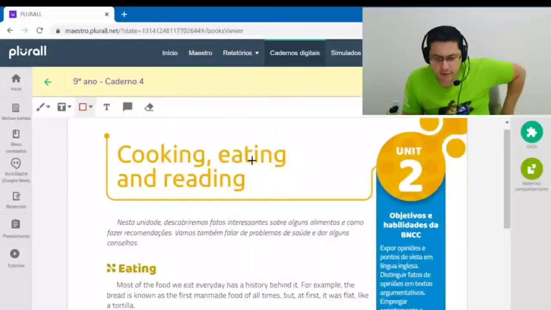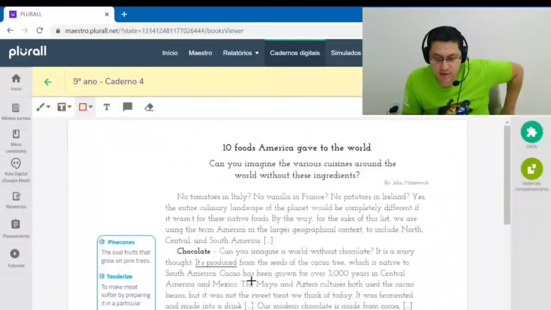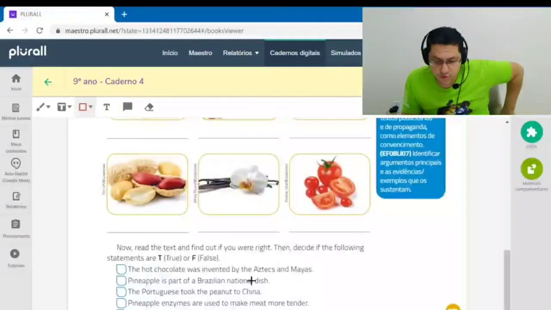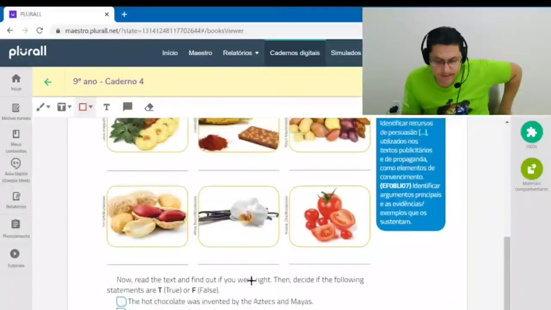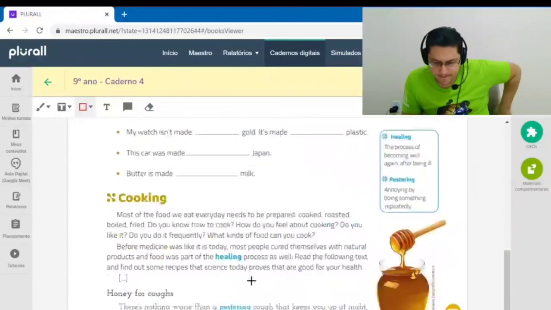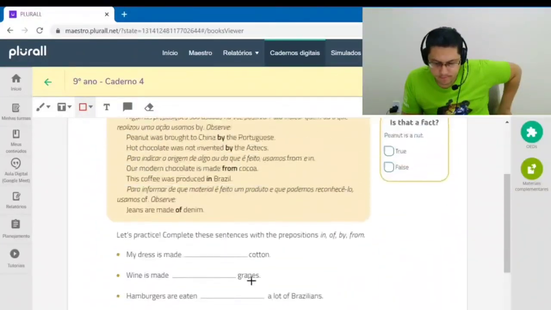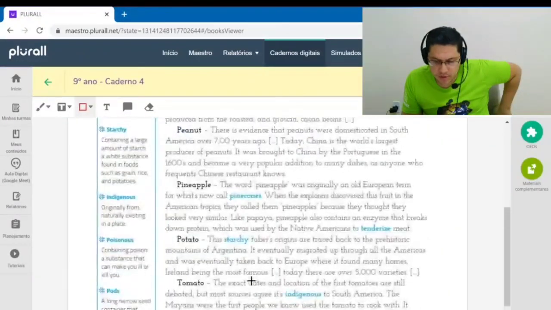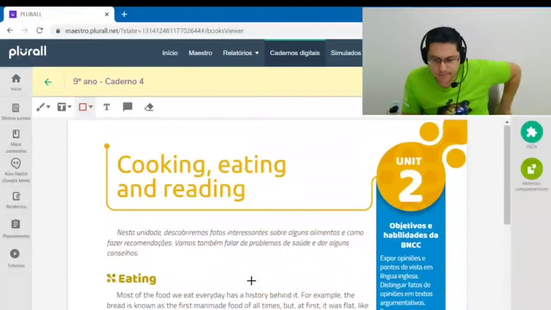Muito bem. Unidade 2, o que a gente vai fazer aqui? A gente vai descobrir fatos interessantes sobre alguns alimentos e como fazer recomendações de alimentos, de dieta, whatever. Vamos também falar de problemas de saúde e dar alguns conselhos, tá? A gente vai ver algumas curiosidades sobre comida, tá? E é isso, umas preposições aqui, ó, tá?